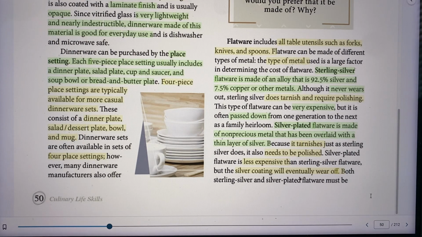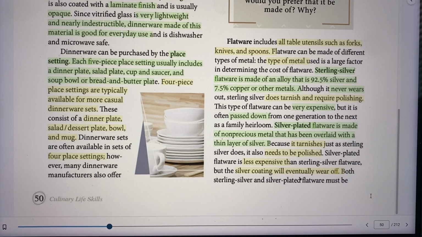Flatware. So what's flatware? I hope you know that flatware includes all of the utensils that you eat with, your silverware, such as forks, knives, and spoons. And flatware can be made of different types of metal. First of all, we have sterling silver, which is very elite. That would be a flatware that's made of an alloy that's 92.5% silver and 7.5% copper.